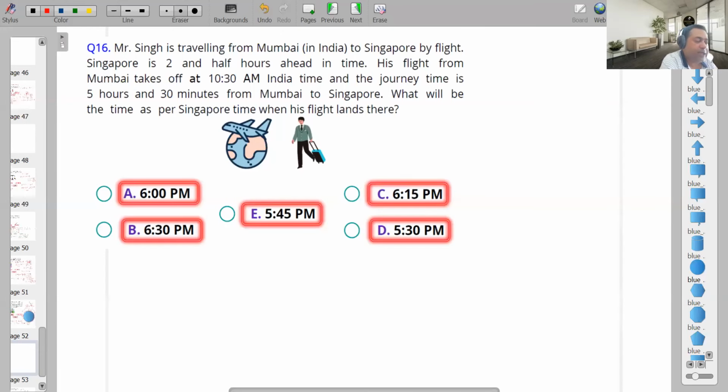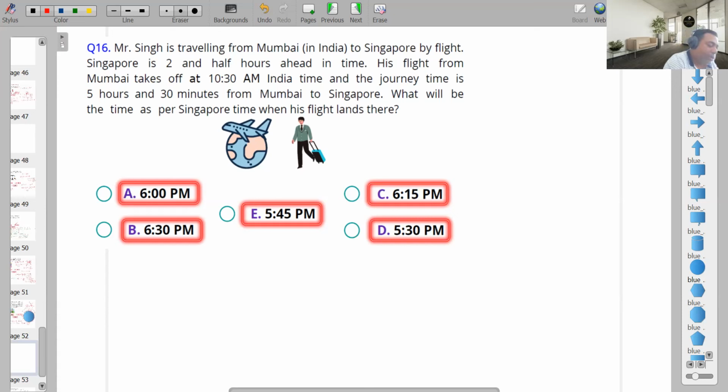Question 16. Mr. Singh is traveling from Mumbai in India to Singapore by flight. Singapore is 2.5 hours ahead in time. His flight from Mumbai takes off at 10:30 a.m. India time, and the journey time is 5 hours and 30 minutes from Mumbai to Singapore. What will be the time as per Singapore time when his flight lands there?